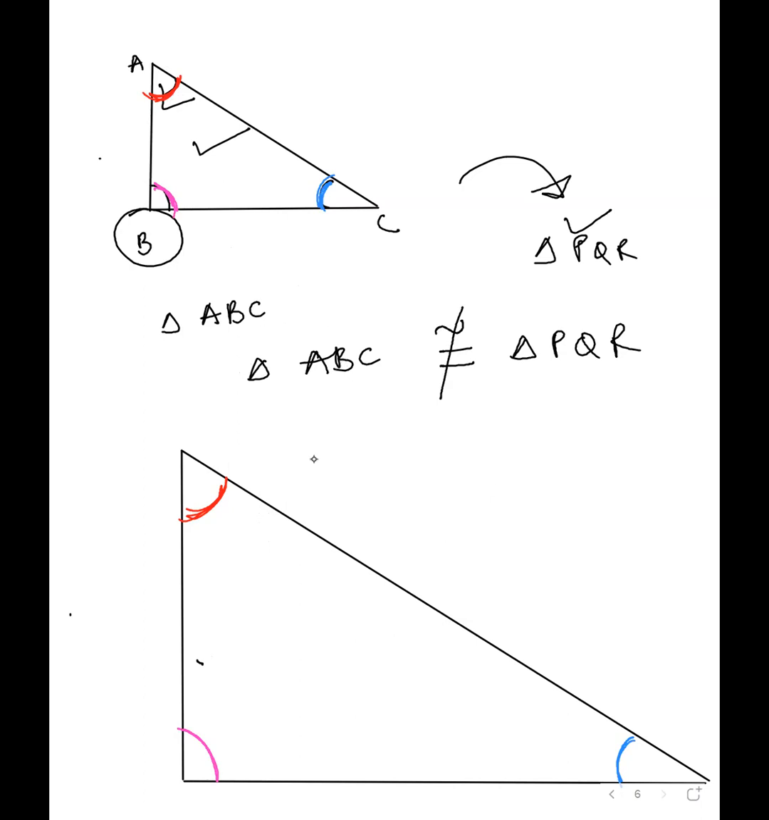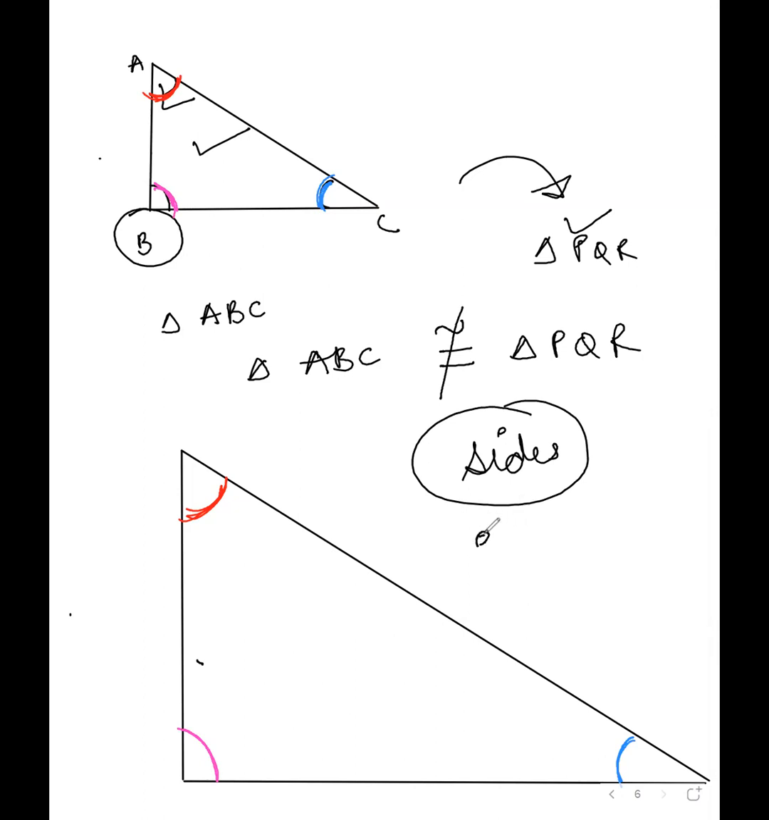Is that clear? Yeah. Then what is it that will help us determine whether two triangles are congruent or not? Their length and breadth. Do triangles have breadths? No. They will be the sides. Right? So the sides have to be equal.